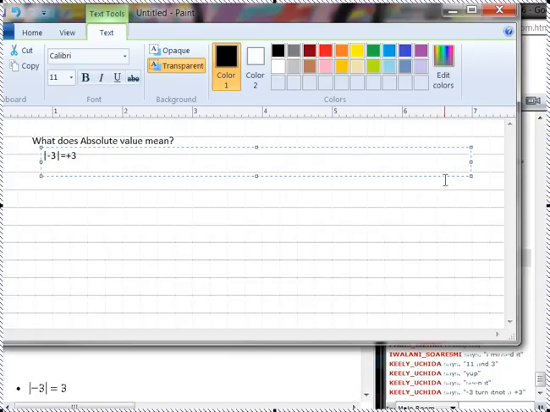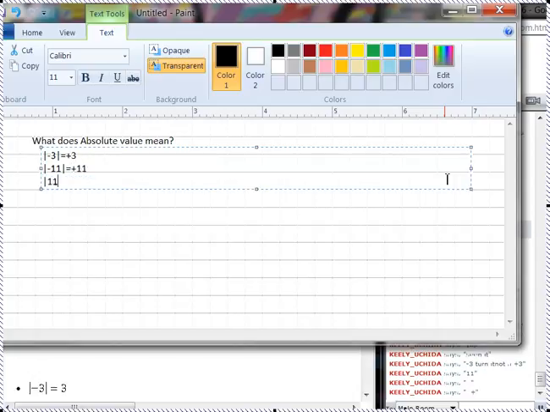What about the absolute value of negative 11? What's that equal to? Positive 11. All right, fine. And then what's the absolute value of positive 11? Equals what? Negative 11? No. It's equal to positive 11.